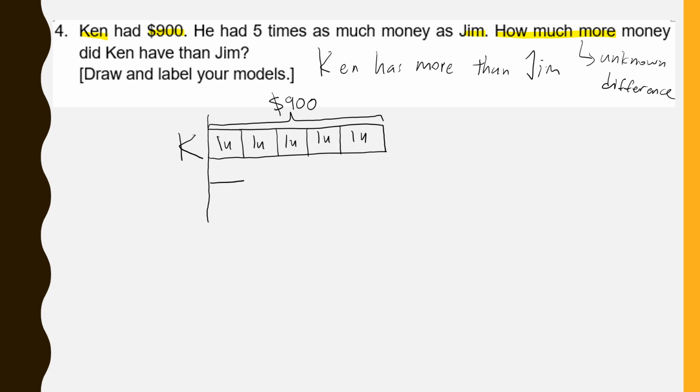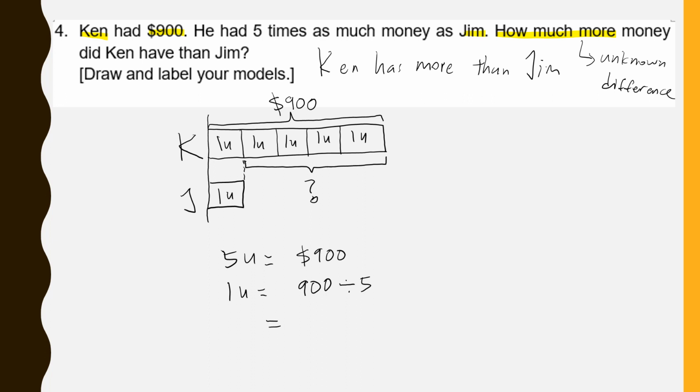And then Jim also has 1 unit. Now, be careful how you label the next part. They ask for the difference. So this is where you should put a dotted line here, and then the curly bracket over here. This is what the question is asking. So 5 units equals $900. 1 unit equals 900 divided by 5.